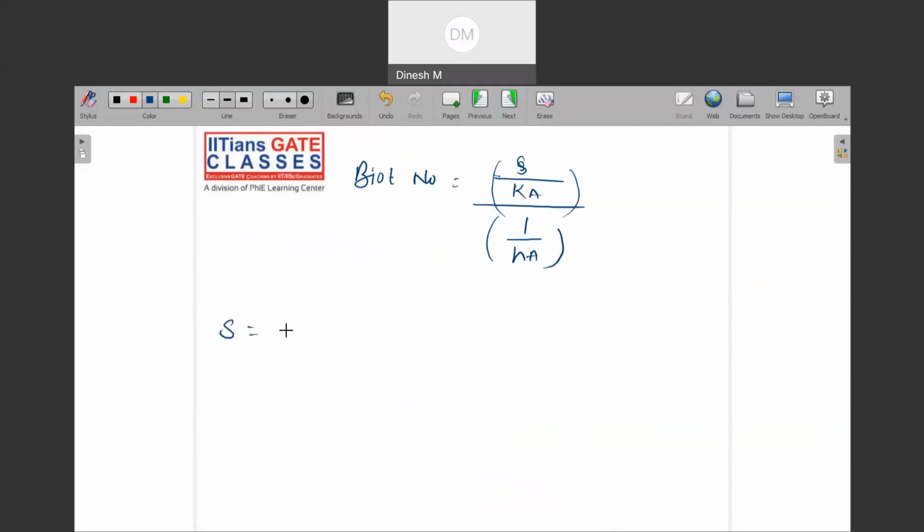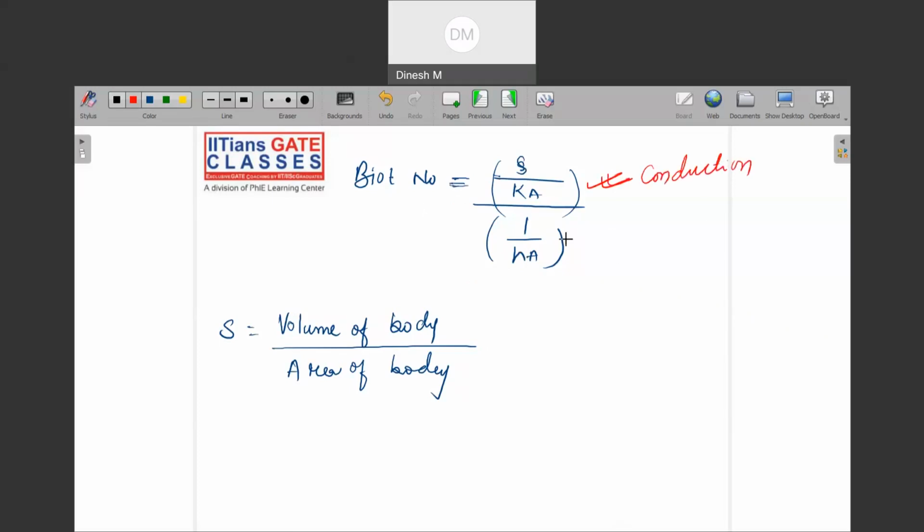Here, what is S? S is the characteristic length, and how is it determined? It is the ratio of the volume of the body, which will be given to you, divided by the area of the body, right? So whenever you are given a body, you find S as V upon A. Now to find the Biot number, it is S upon k divided by 1 upon hA. This value is the internal conduction resistance. Mind the words conduction resistance, and this value is convection, right?